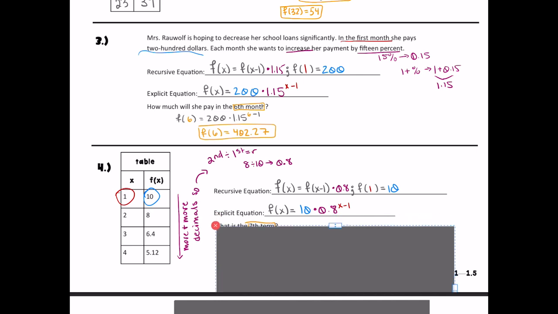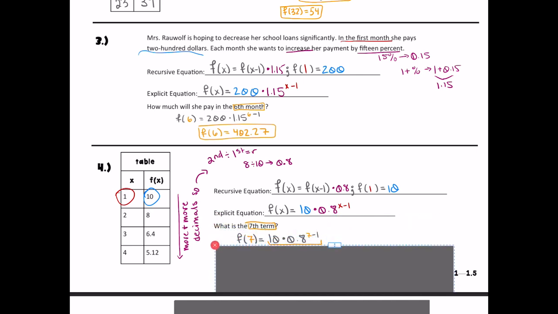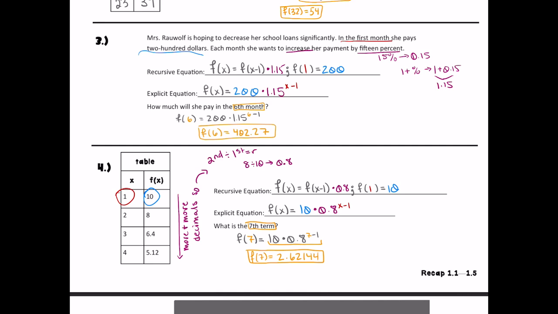All right, so when we figure out the seventh term, again, we're using that explicit, replacing all the x's with 7s. And tell me what you get in that stuff underlined in orange right there. All right, hopefully you got this really long decimal that I'm not going to say.